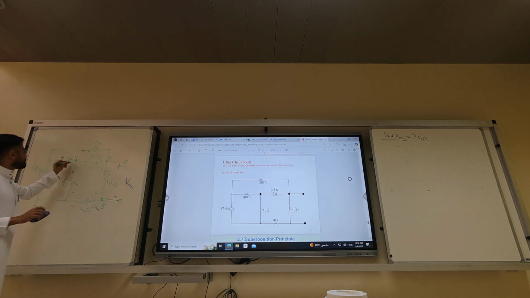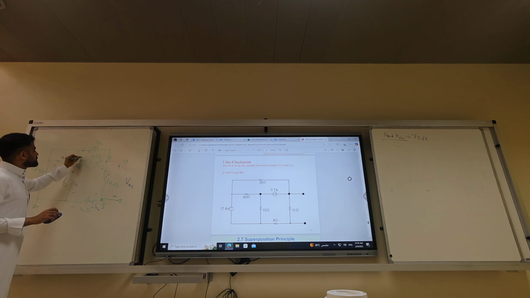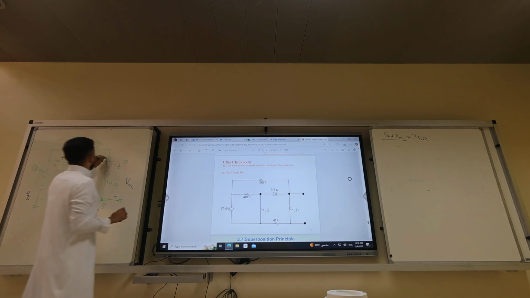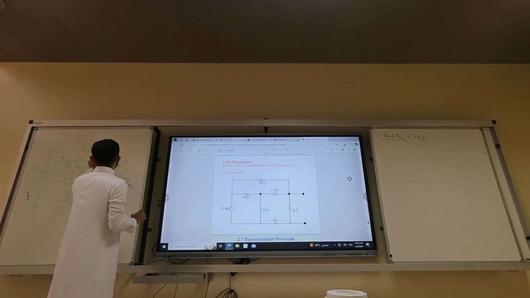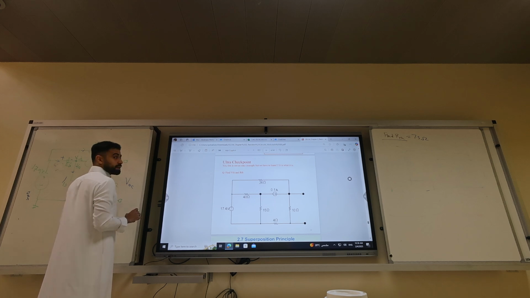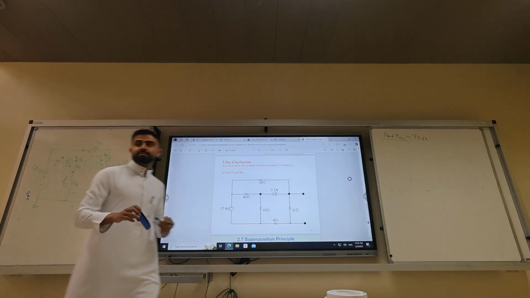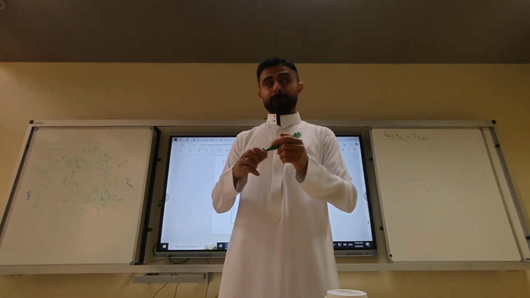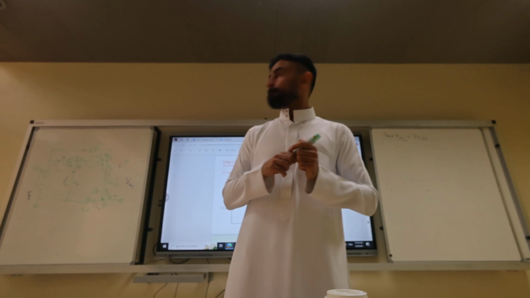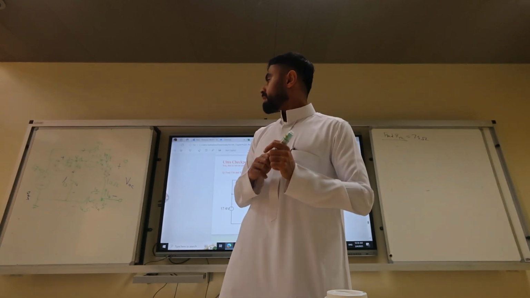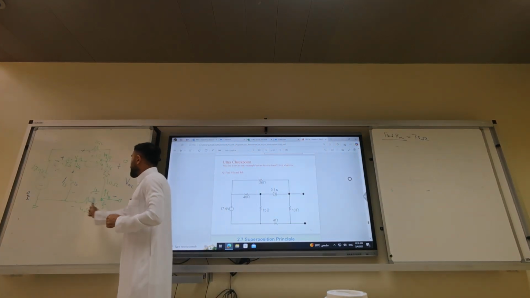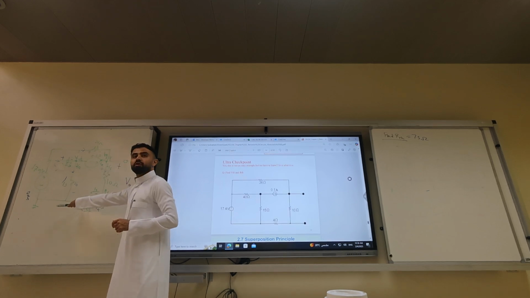So we have to do IA, IB, IC, ID, IE, IF, IG, IH. Shouldn't V3 be zero, since it's all connected to the ground? No, because V3 and the ground are separated by the 4 ohm resistor.